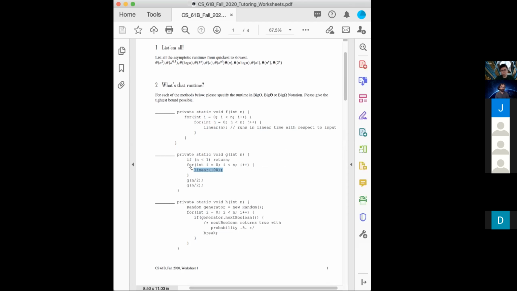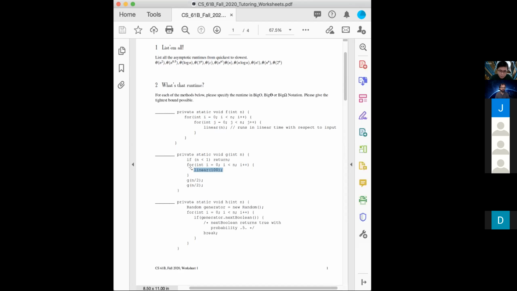Yeah, so it's linear with respect to the input, which is set equal to 100. So that linear call is just a constant time operation. Does that make sense? Kind of. Okay, well, it's always set and it never changes. Yeah, it never changes.